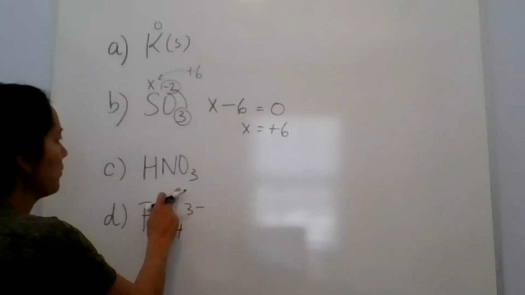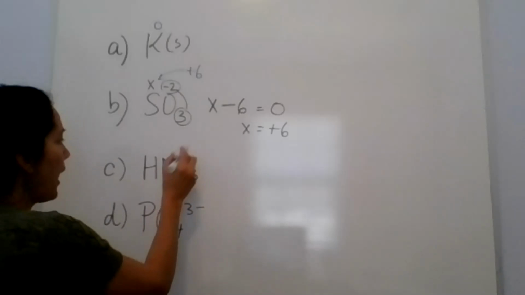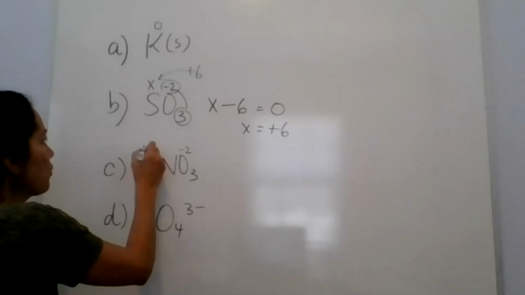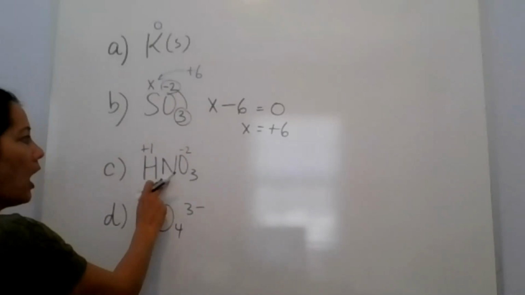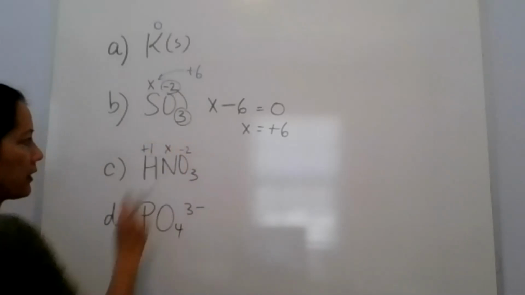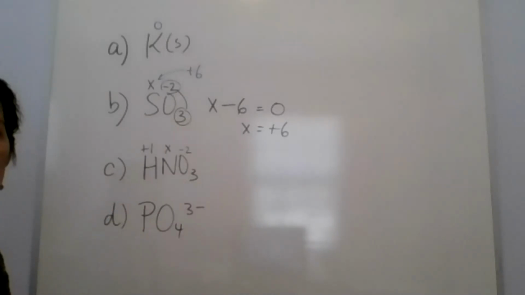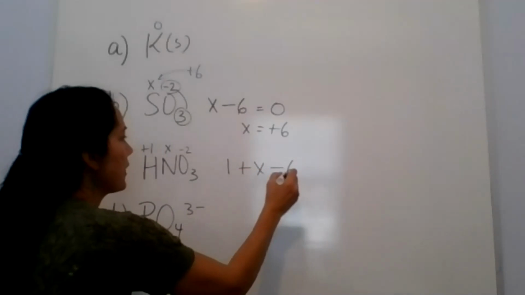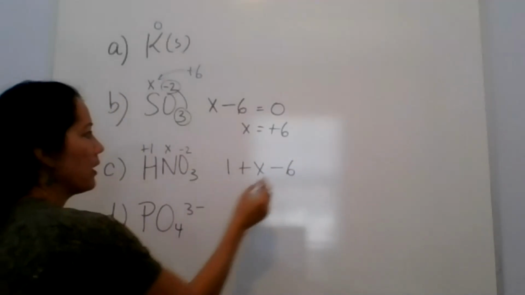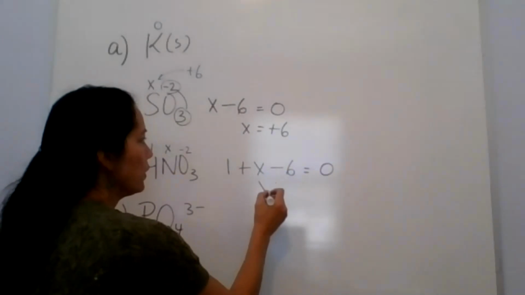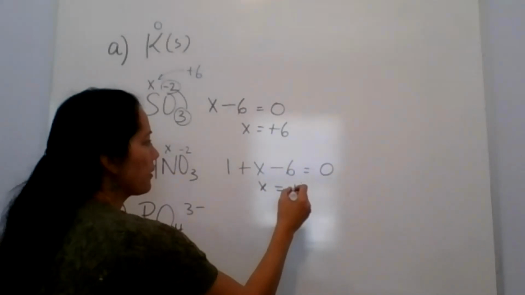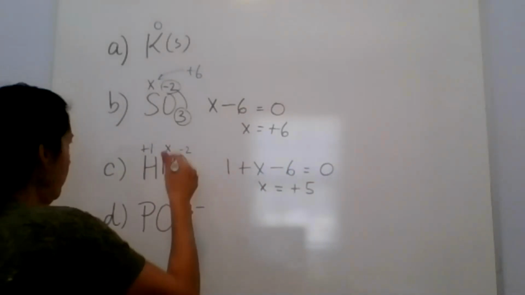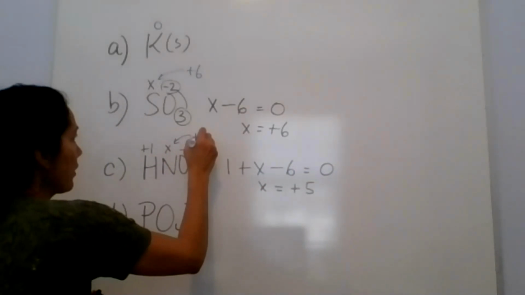Okay, let's do this next one. So I already told you the rule that O is -2. Another rule is H is +1 for our purposes. I don't know what N is, so that's X. I know they all add up to 0, so I'm going to do 1 + X - 6, -2 times 3, equals 0. So X equals +5. So that means the nitrogen here has a +5 oxidation number.